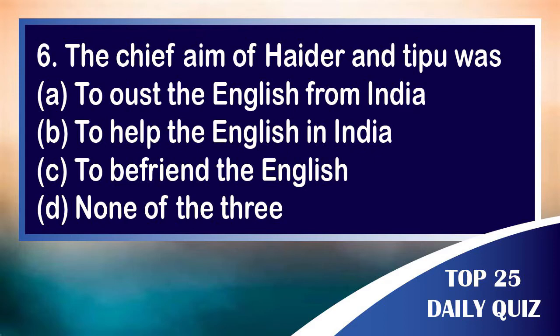Question 6th. The chief aim of Haider and Tipu was Option A, to oust the English from India. Option B, to help the English in India. Option C, to befriend the English. Or Option D, none of the three. The correct answer is Option D, none of the three.